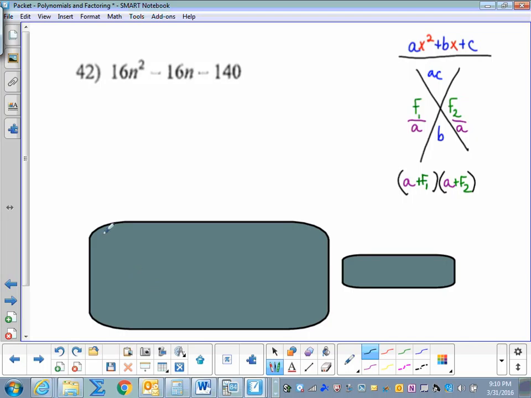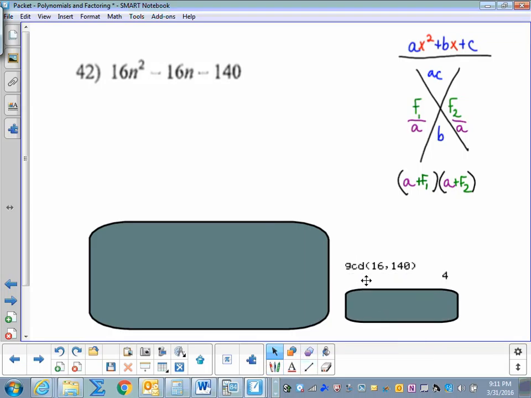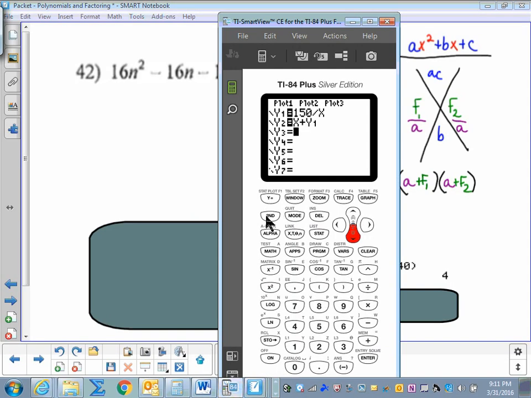All right, number 42. We're going to first see if we can factor out a greatest common factor. And the greatest common factor of 16 and 140 is 4. Let me show you how to do it on the calculator. You go into Math, go over to Numbers, and then hit number 9. GCD, greatest common factor, greatest common denominator are the same thing, just in the context you use them.